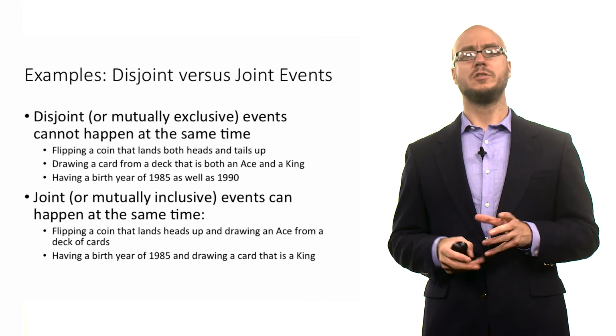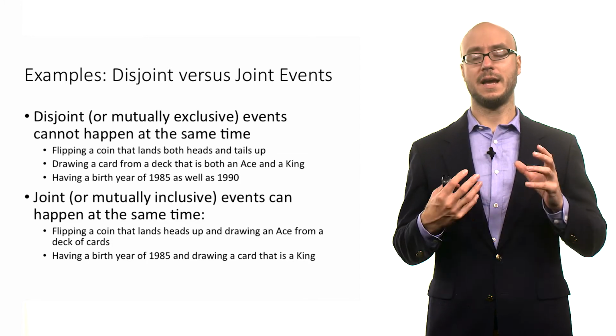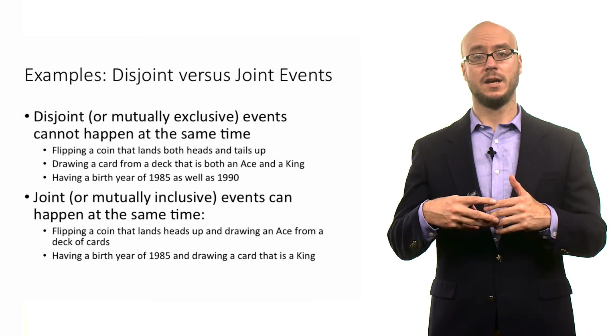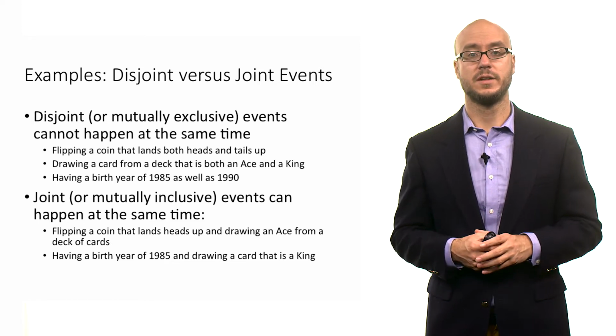Examples of joint or mutually inclusive events are many, and the idea behind joint events is that they can happen at the same time. The occurrence of one is compatible with the occurrence of another.